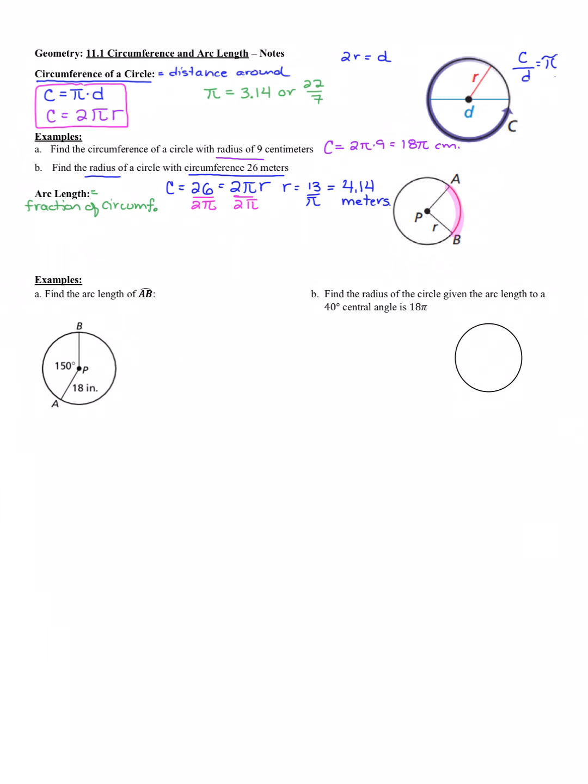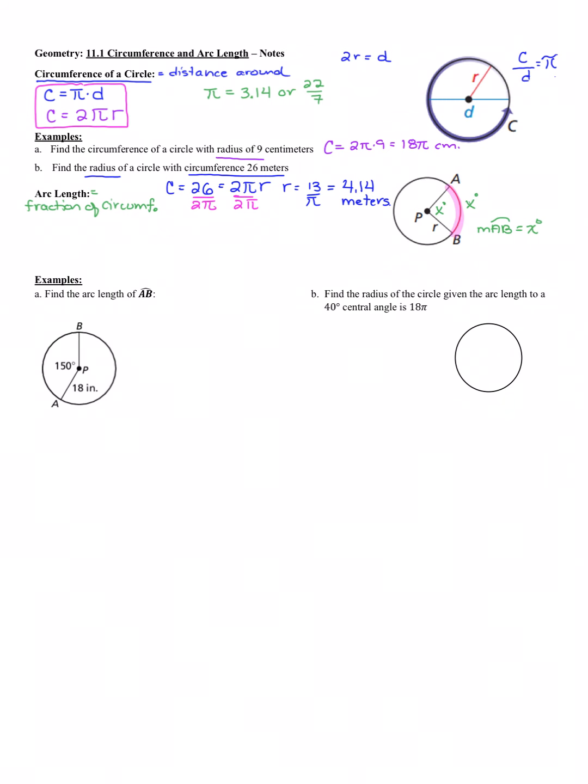All right, so a little bit of a review before we get started on this. Remember that the central angle in a circle is the same as the intercepted arc. So we know that the measure of arc AB is also going to equal x.